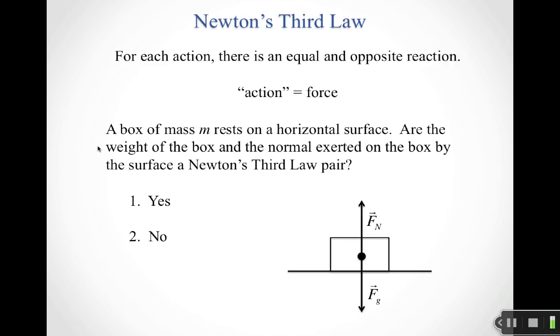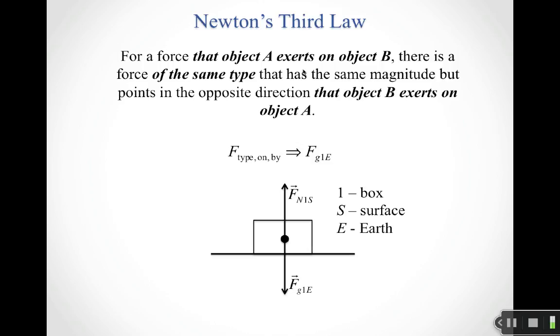All right, so to check your answer, the answer here is actually no. These two forces are equal in magnitude, they do point in opposite directions, but they don't constitute a Newton's third law pair because this common phrasing of Newton's third law is missing some very important details. The more appropriate way to think of Newton's third law is this: for a force that object A exerts on object B, there is a force of the same type that has the same magnitude, equal, but points in the opposite direction, that object B exerts on object A. So we still have our equal and opposite, but we've added these additional details.